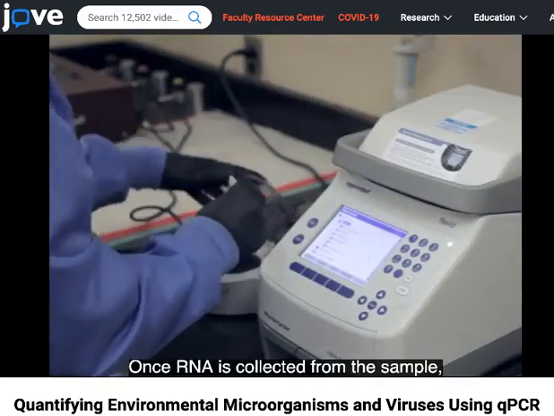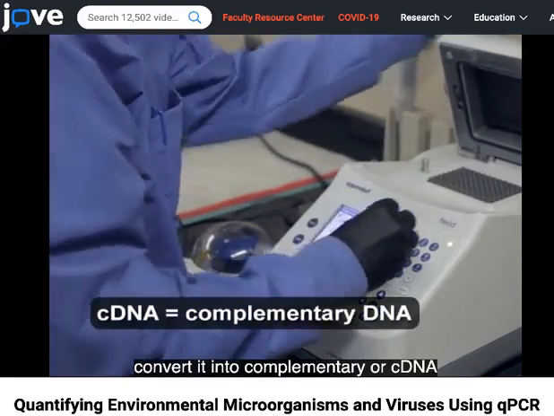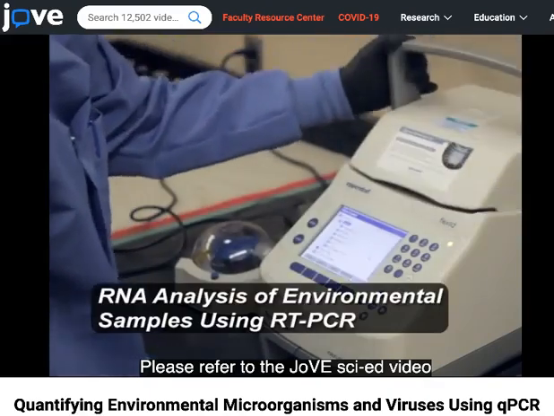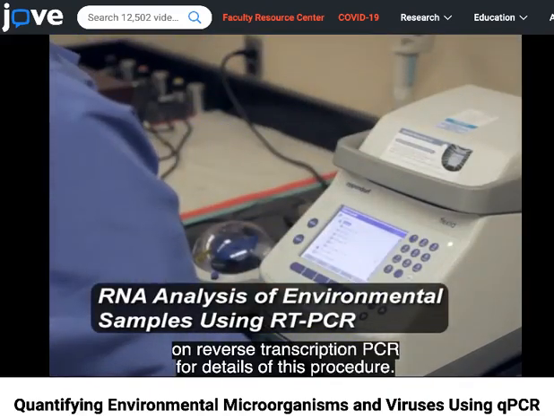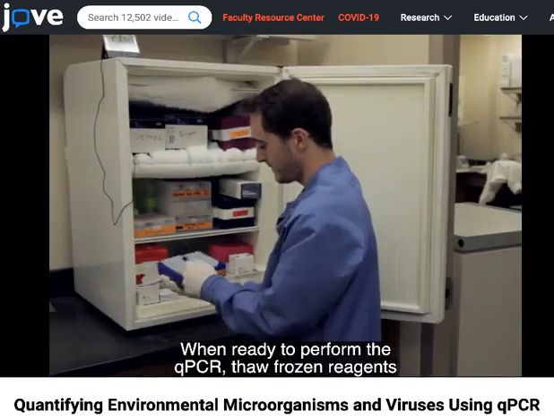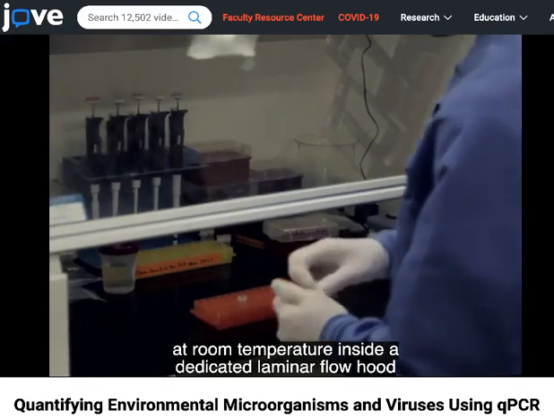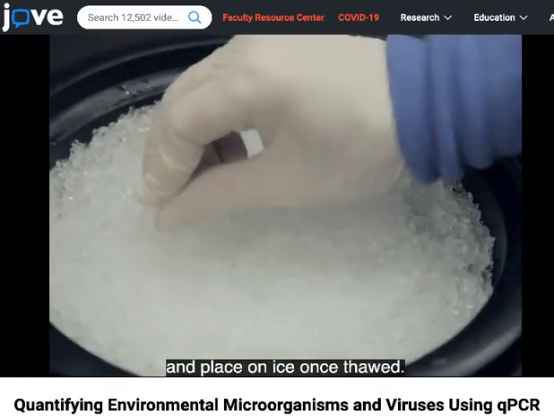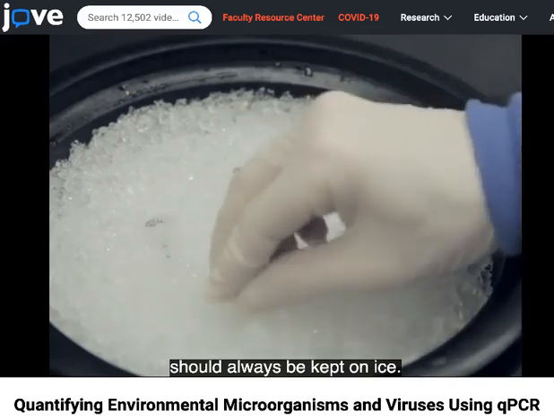Once RNA is collected from the sample, convert it into complementary DNA, or cDNA, via reverse transcription. Please refer to the JoVE video on reverse transcription PCR for details of this procedure. When ready to perform the qPCR, thaw frozen reagents at room temperature inside a dedicated laminar flow hood, and place on ice once thawed. Reagent components containing the DNA polymerase enzyme should always be kept on ice.